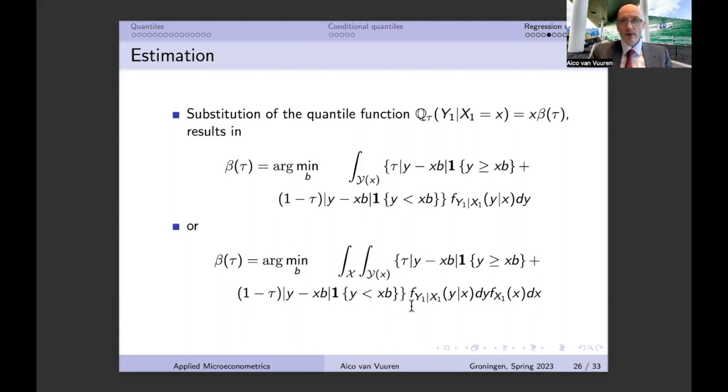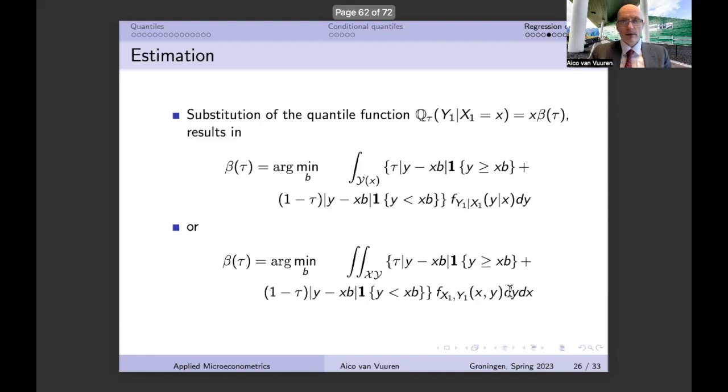Well, this is very interesting, because what I can do is realize that this is the conditional density multiplied by the marginal. Conditional density multiplied by the marginal is always going to be the joint density. So I can even write it like this. But now we have something very interesting, because this is actually nothing else than a mean.